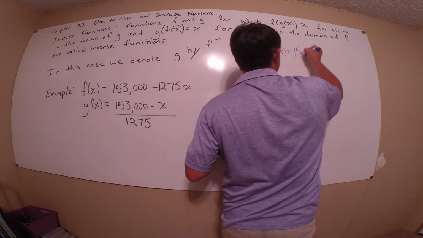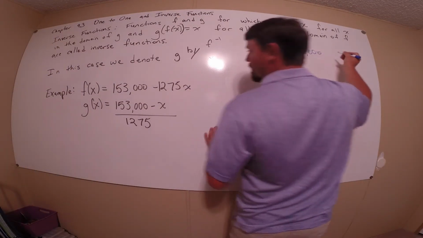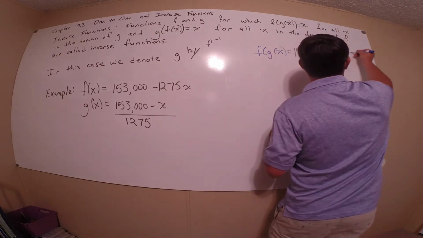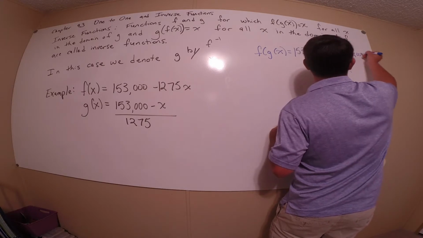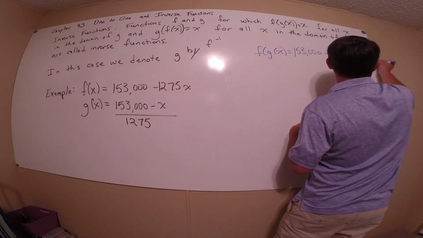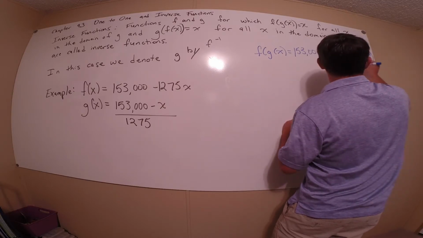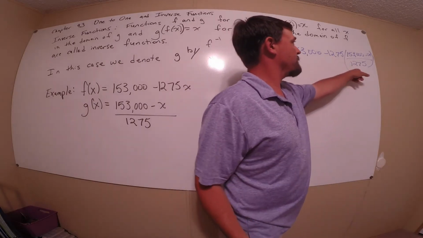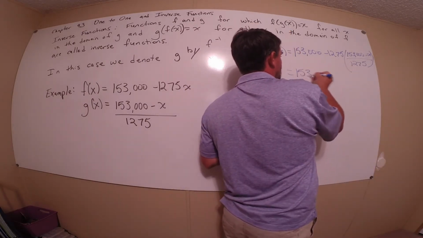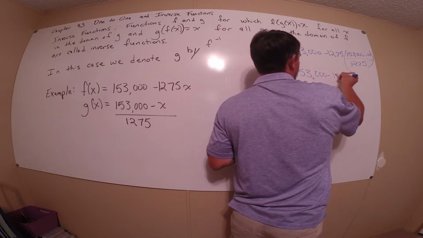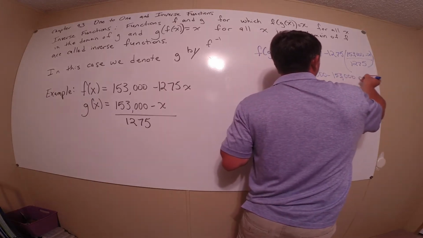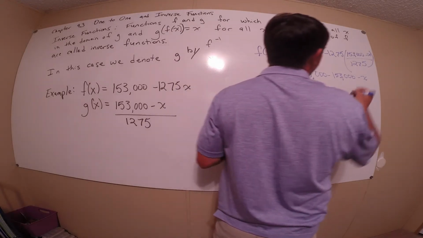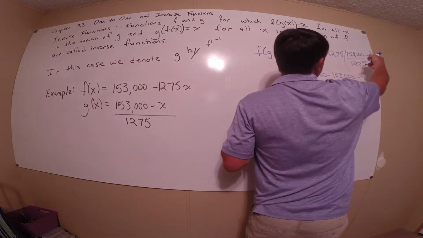I get 153,000 minus 1,275 times (153,000 minus x) all over 1,275. Now all we have to do is simplify. This cancels this out, so it simplifies to 153,000 minus 153,000 minus x. 153,000 minus 153,000 is 0. So we're left with, we have to notice here that we distribute this negative.